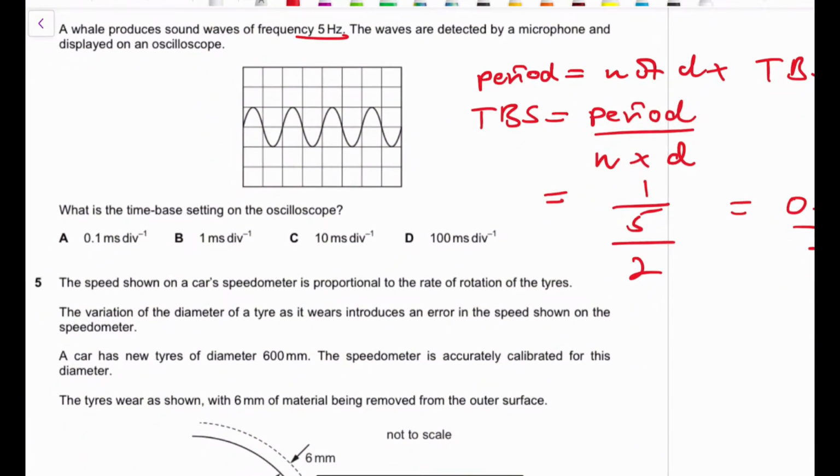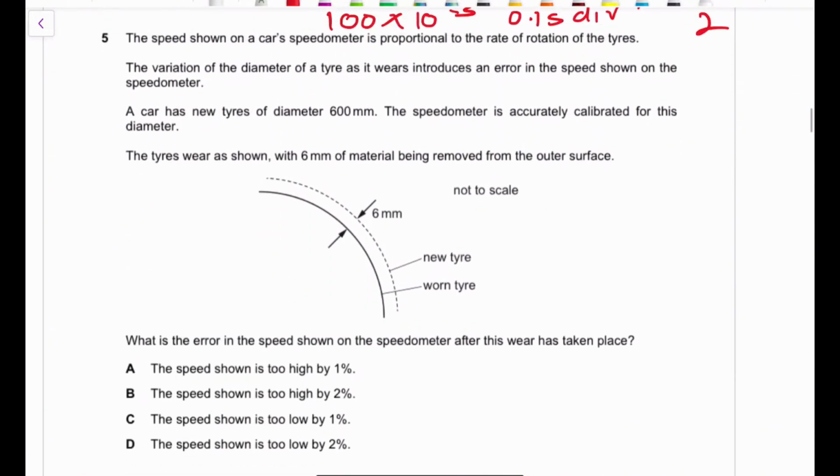And the answer is going to be D, because 100 times 10 to the power of negative 3, okay? So if you have 100 and you say times 10 to the power of negative 3, you're going to get 0.1 seconds per division, okay? So the answer is going to be D. Move on to question 5.